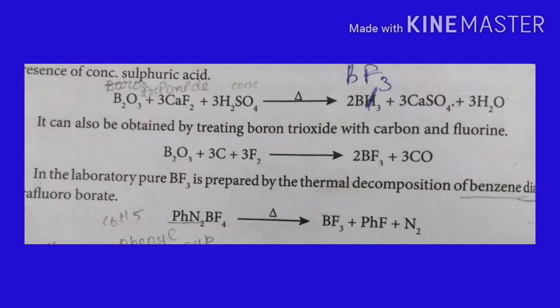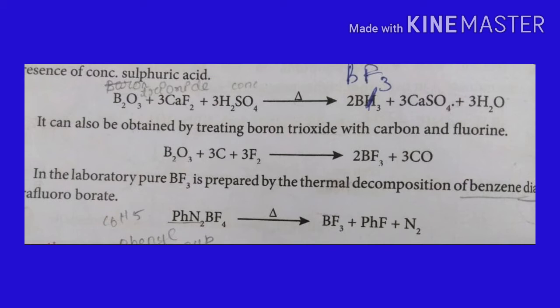The next method: BF3 is prepared by using B2O3, that is boron trioxide, with carbon and fluorine. We'll get BF3 with the elimination of CO, carbon monoxide. Then the laboratory preparation. By this method, you can prepare pure BF3.